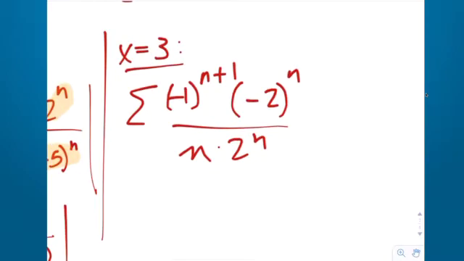And by plugging in a specific value of x, now it's a series just like it was in 9.1. There's no x in it anymore. So let's go ahead and simplify. Negative 2 to the n and 2 to the n, do those divide out?